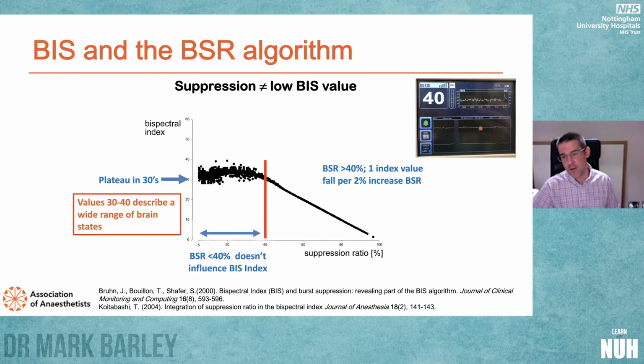This is a very, very flat looking EEG. I would suggest this patient is significantly over anesthetized, and they've got a suppression ratio of 20, yet a BIS value of 40. That's because this suppression ratio hasn't tripped the algorithm into using the suppression ratio to reduce the value further, because we haven't got above 40. So that's one of the features of the BIS monitor.